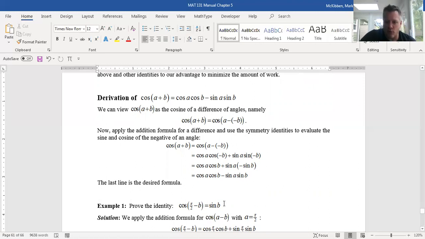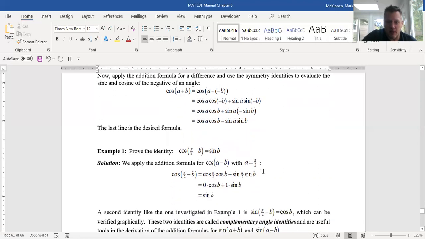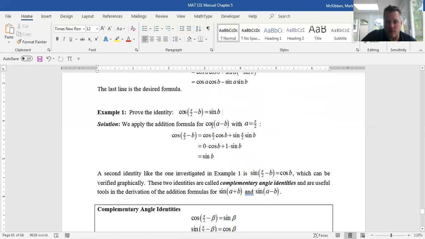To prove that, we'll just use the difference formula. We know that cosine of a difference, we have a formula that we used here to prove this other result. Just apply it at this point here. So I'm using this formula with A equal to pi over 2 and B is just B. If I plug in pi over 2 for A, I know the cosine of pi over 2 is 0, so that term drops out. And then sine of pi over 2 is 1, so that term remains. And so indeed you get cosine of pi over 2 minus b is equal to sine of b.